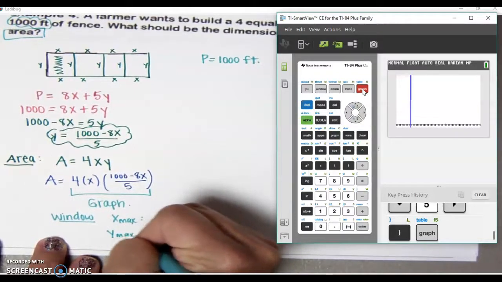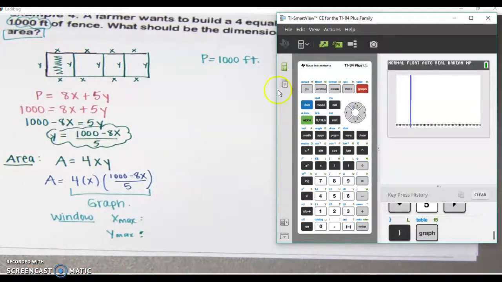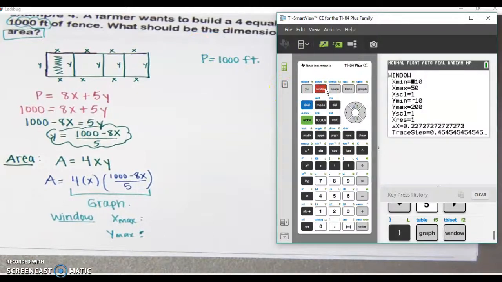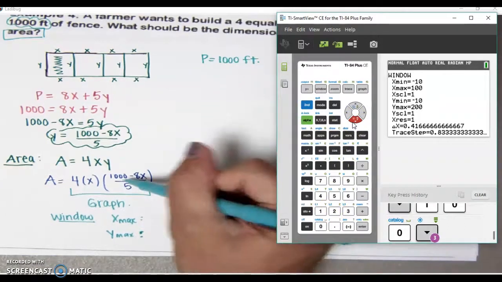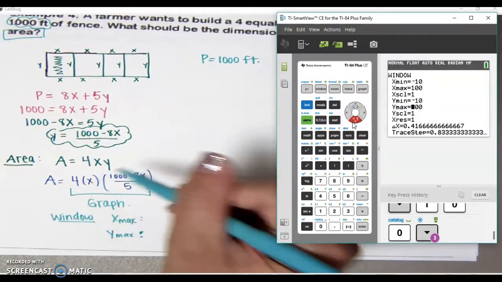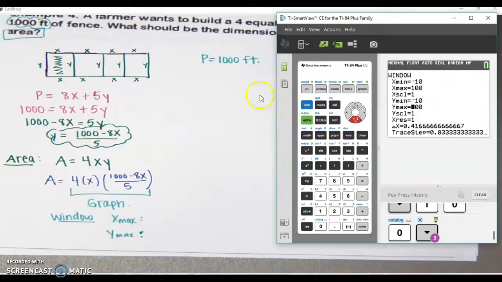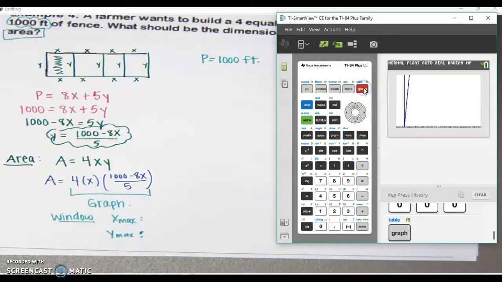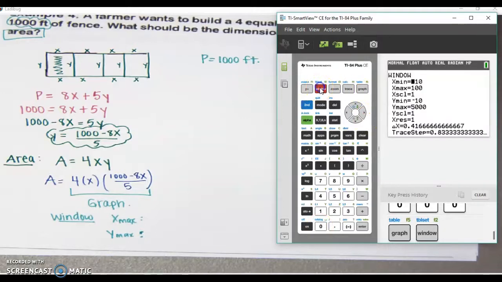So I can't see anything. For my x max, it's at 50 right now. I'm going to change it to 100 just to be sure. But my y max is only 200, and see how I have 1,000 there, and I have 4 and 8. So let's make it big. Let's try like 5,000 and see what happens. Still can't really see, so it needs to be a lot bigger. So let's do like 50,000.